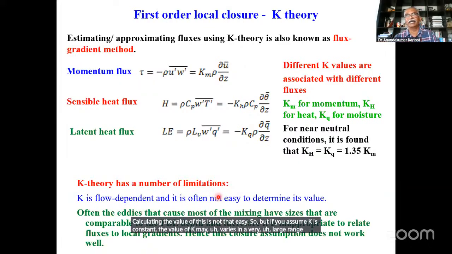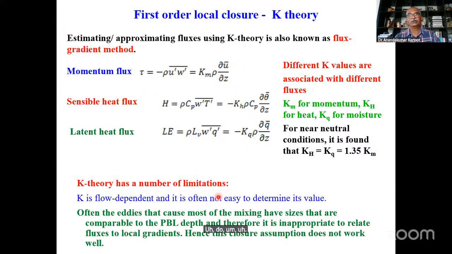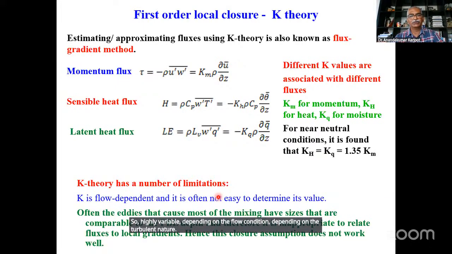10 raised to minus 2 to 10 raised to 2 even in some of the flow conditions. So it is highly variable depending on the flow condition, depending on the turbulent nature. So we cannot assume that it's a constant. Determining that is not that easy, to use in these equations.